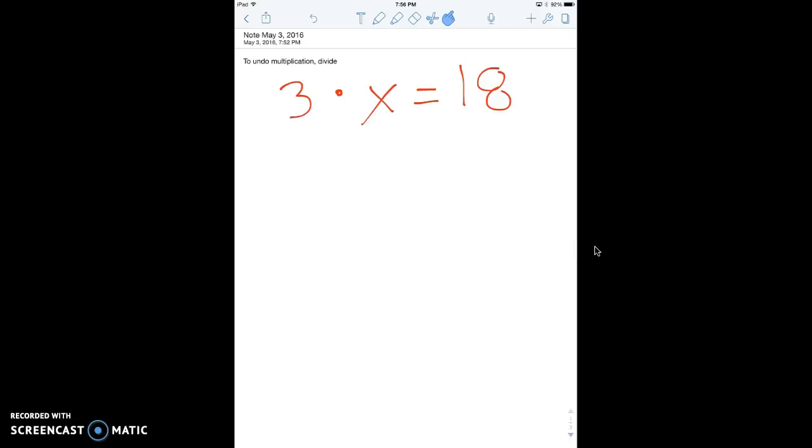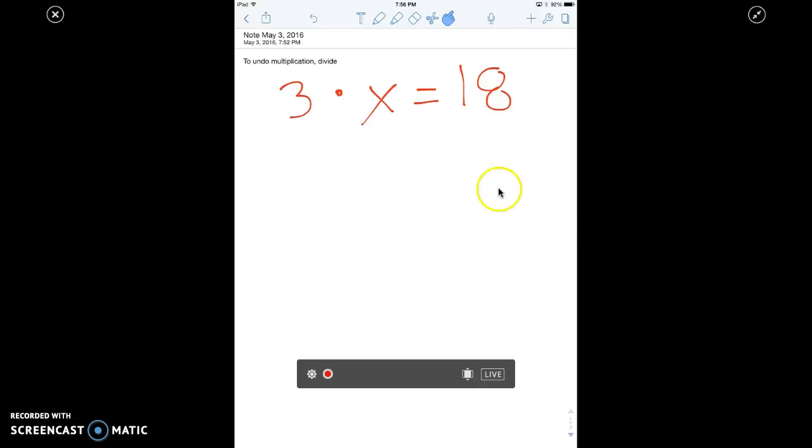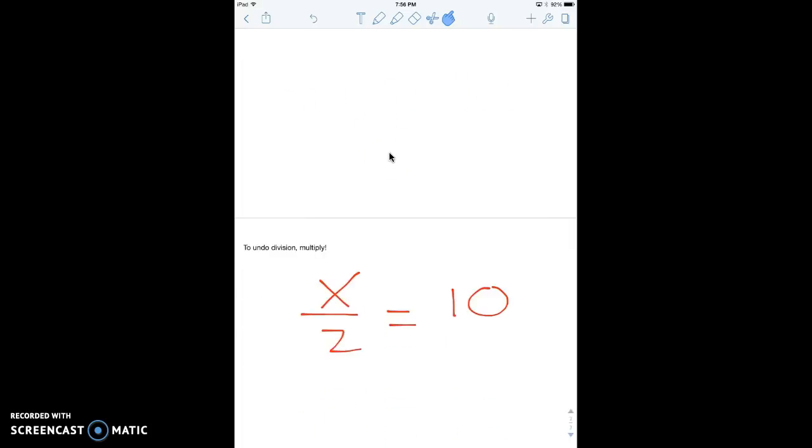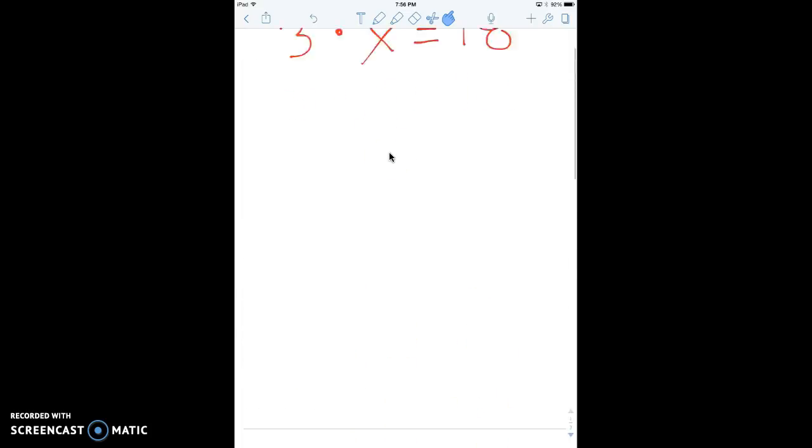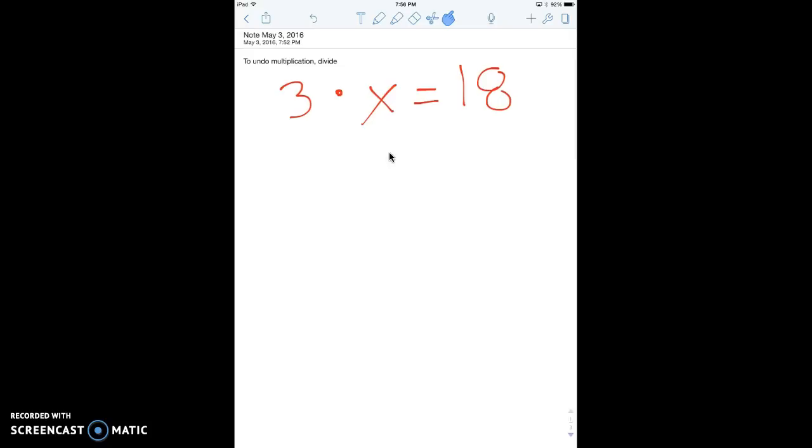Today we're going to work on some more algebra, but our focus will be on algebra equations in which you're multiplying and algebra equations in which you're dividing. As I told you with addition and subtraction, to undo addition you subtract, to undo subtraction you add. So very similar, to undo multiplication you're going to divide.